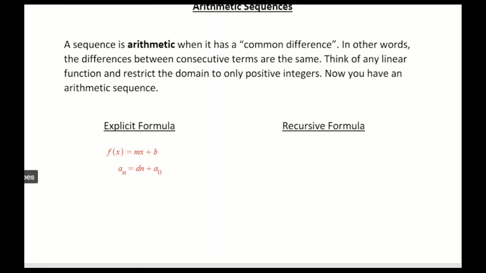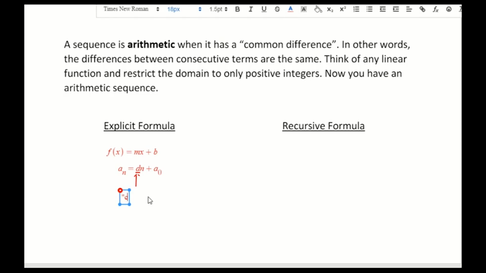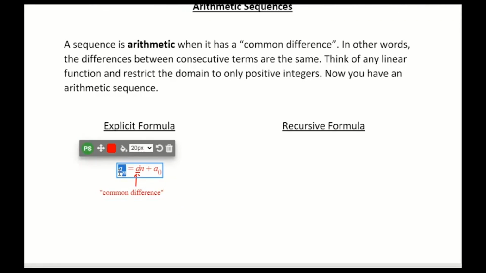Let's see, where's my shapes? There we go. So the d, which is right here, is known as the common difference. So that's what the D stands for. And you calculate the common difference just the same way you would calculate slope, change in y over change in x, except in this case it'd be change in a sub n over change in n. And then the a sub 0 you would have to calculate separately. So let me show you how to get both of these.